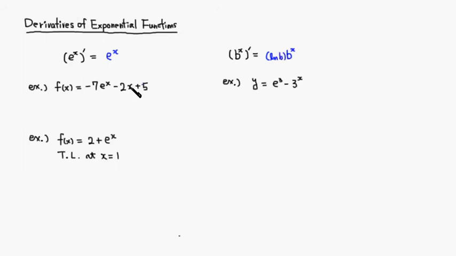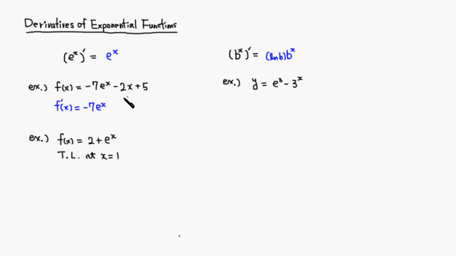So let's look at a few examples. You have f of x is equal to negative 7 e to the x minus 2x plus 5. Let's find the derivative. f prime of x is equal to, negative 7 is just a constant, so it's a constant multiple. I'll just put it in front. Then the derivative of e to the x is itself, so it's e to the x.